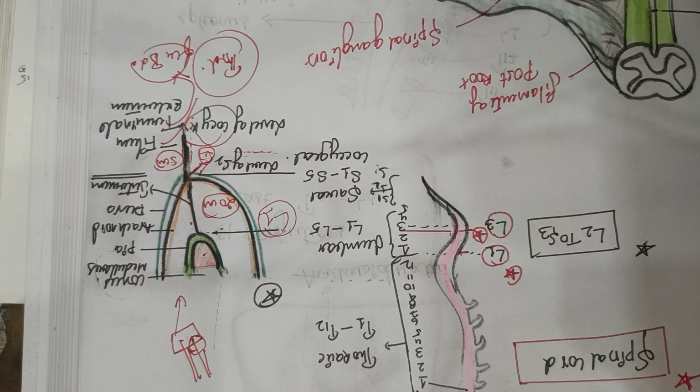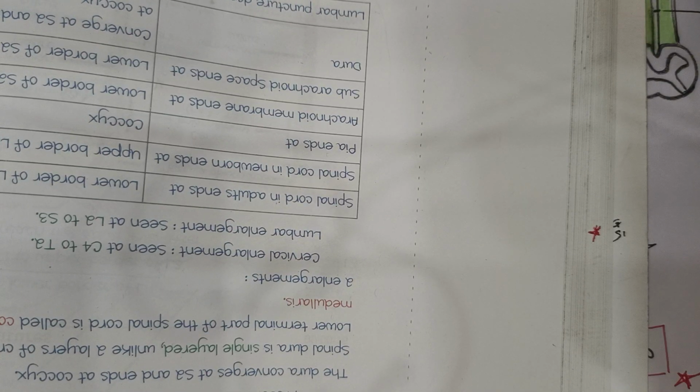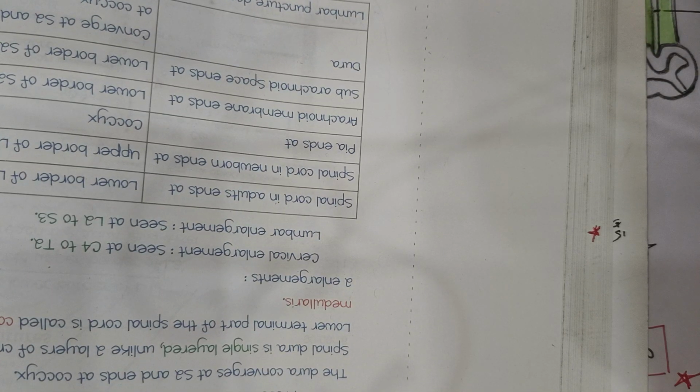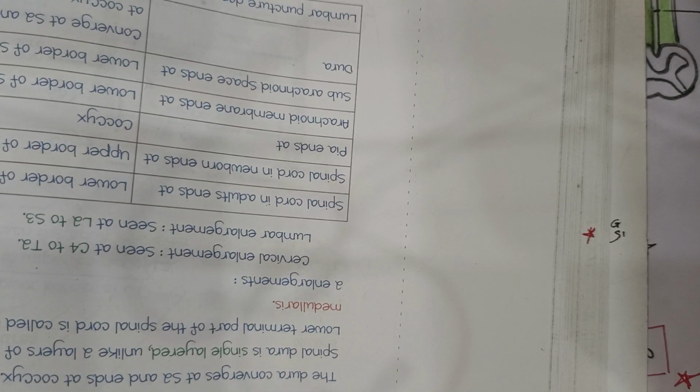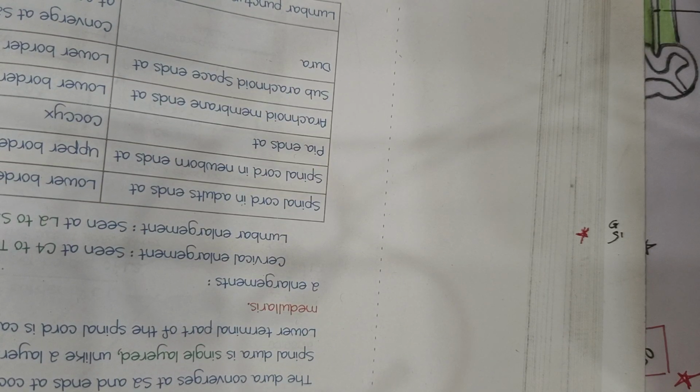The next point written here is that there are two enlargements present. Where are these two enlargements? You have one cervical enlargement which is seen at C4 to T2, and you have the lumbar enlargement which is seen at L2 to S3. These two important points you need to understand: the cervical enlargement, and next the lumbar enlargement.